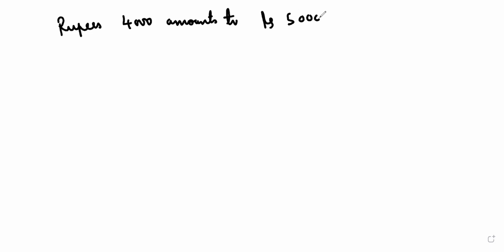If you don't have the textbook, that's fine. I'll just write out the question for you here. So it says, a sum of rupees 4,000 amounts to rupees 5,000 in 8 years. In how much time will 2,100 amount to 2,800?